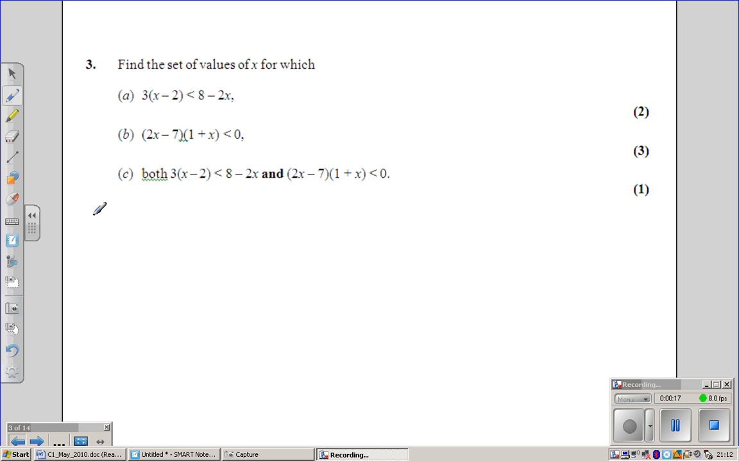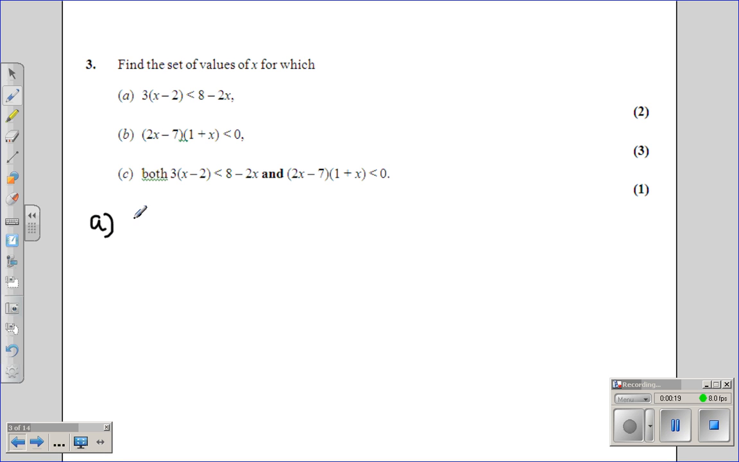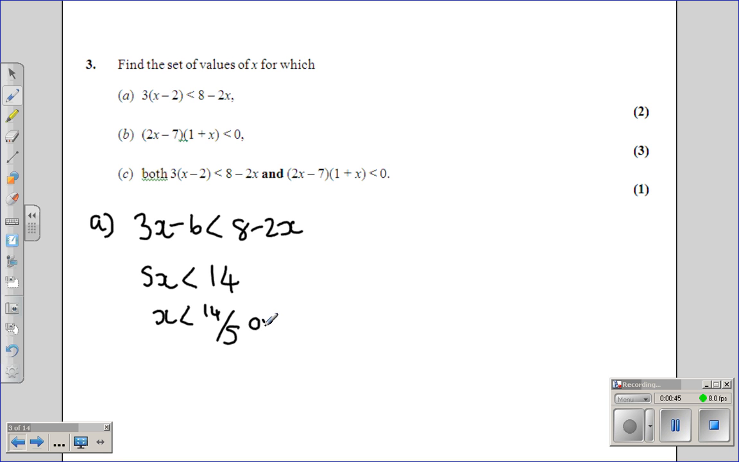We'll do that first. So for a, I'll multiply the left hand side out, so you get 3x minus 6 is less than 8 minus 2x. If it was an equation, you take your x's over, so 5x, keep the inequality the same way around, and then 8 plus 6 will be 14. So x is less than 14 over 5, or as a decimal, 2.8. Underline it so it's clear. So that is part A.